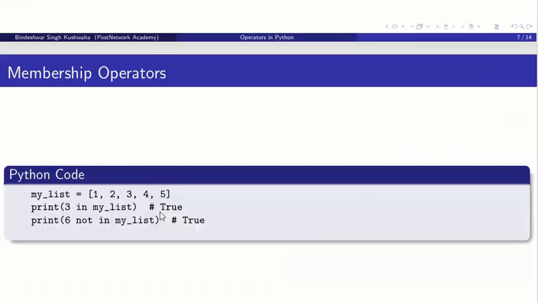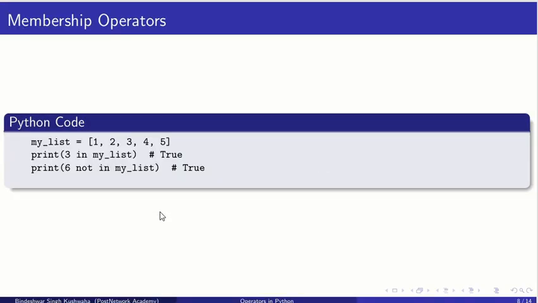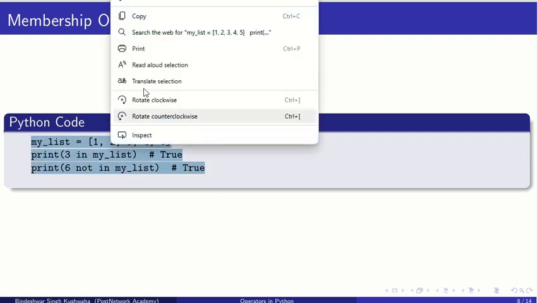Now list, basically that is a list of values, and if there is a member inside this one, that will print true. So here 3 in my list is created, here 3 in list, so it is yes. 6 not in my list, it is saying that 6 is not in this list. Basically that is true, so that's why both would be true.